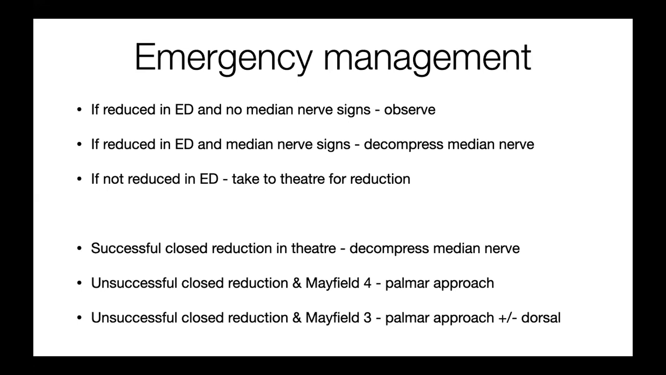If it's a Mayfield 3, I would do the Palmer approach first, decompress the median nerve, and often with the front open, you're able to manipulate the wrist and reduce it. If you can't, then you would need to do another dorsal approach and reduce the lunate.